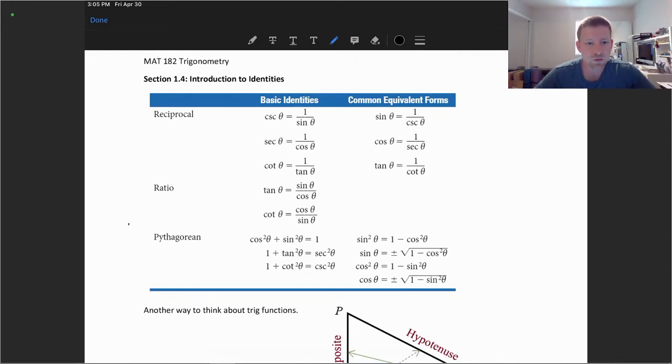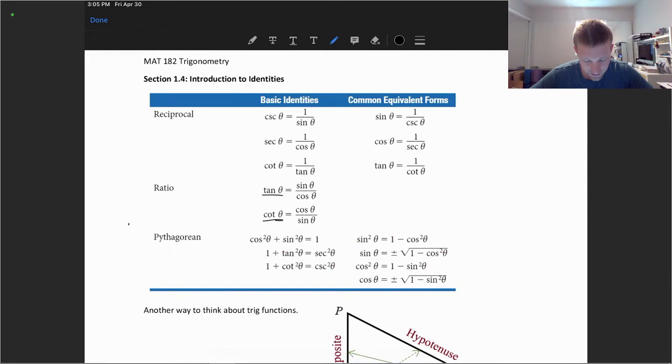Welcome. In this video, we'll take a look at sections 1.4 and 1.5, introducing some identities. So we have a chart here of a lot of identities we've looked at so far, including the reciprocal identities, the common equivalent form of those identities, representing the sine, cosine, and tangent functions. We have some of the ratio identities that include the tangent function and the cotangent function.